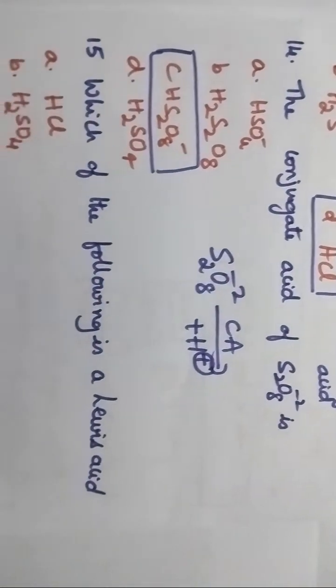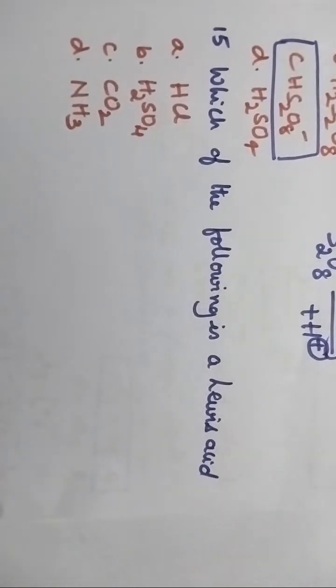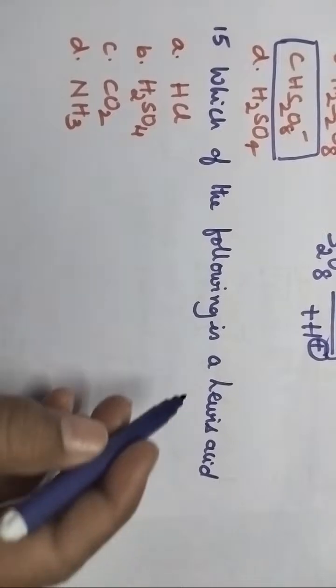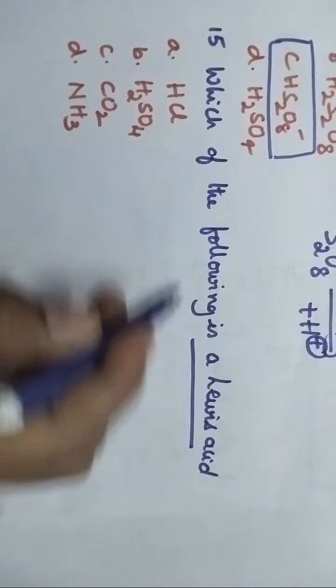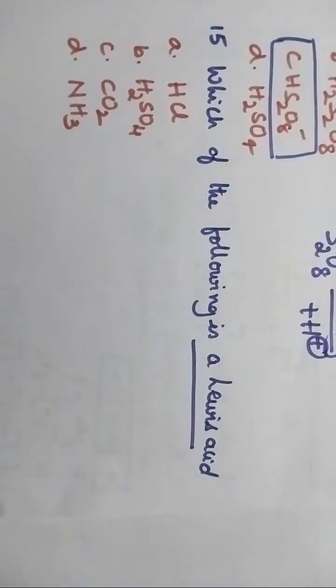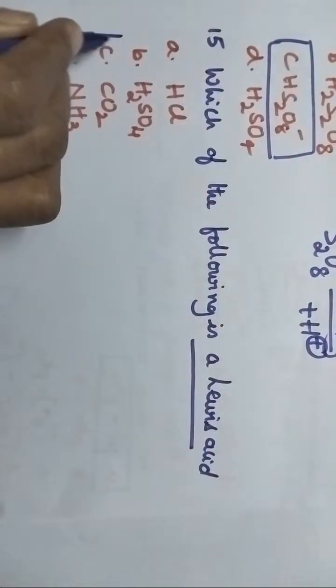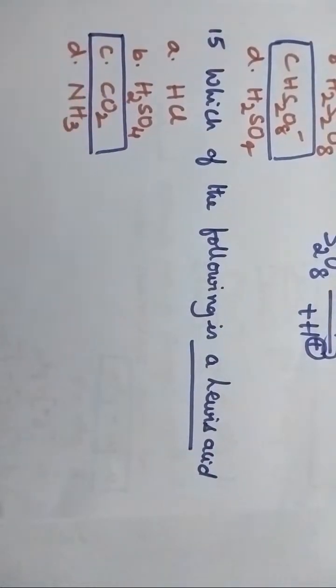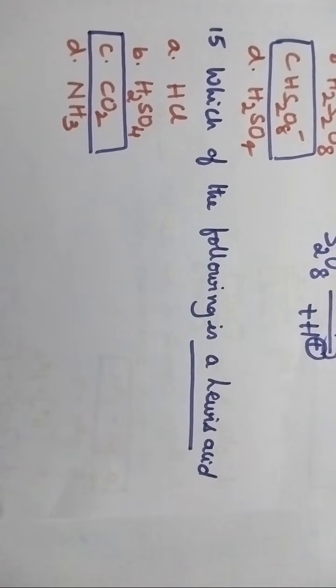And moving to the last question, which of the following is a Lewis acid? So you have to identify according to Lewis which of the following is an acid. Very good. Hack, Banu. So nice of you. So option C, carbon dioxide, is an acid according to Lewis.